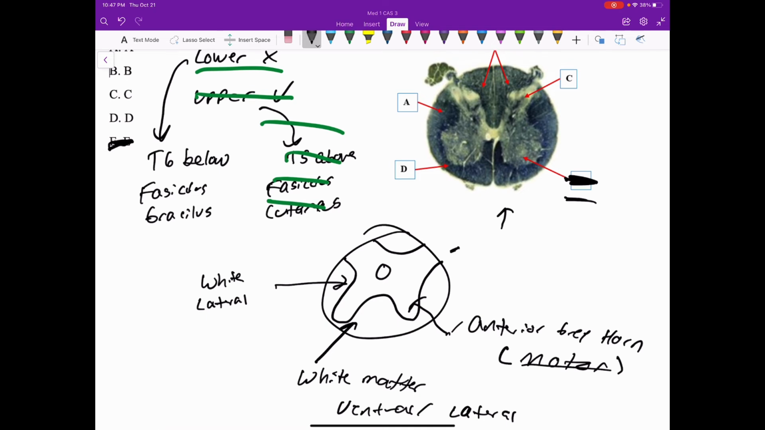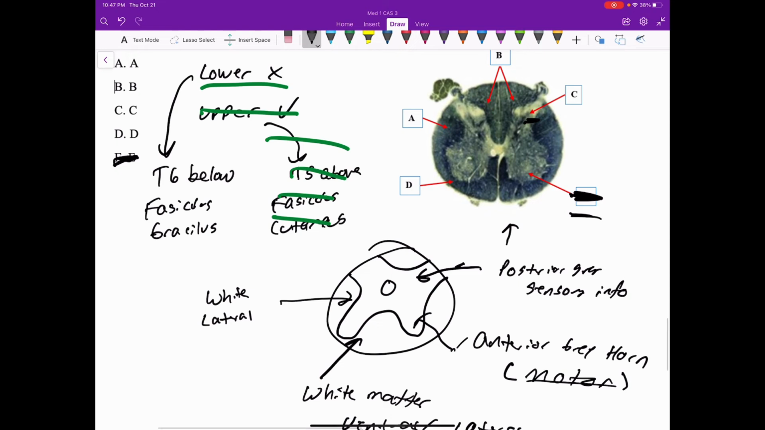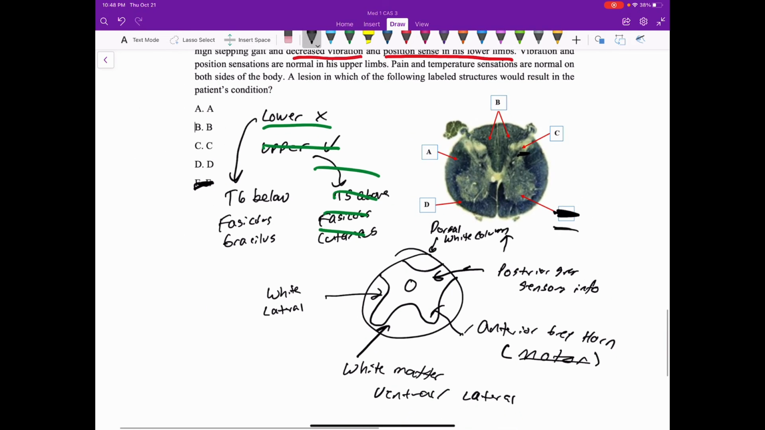What is C pointing to? Well, the posterior gray horn. And what was this for? Well, this was for sensory info. So this could be right. And what about B? Well, B is pointing to the dorsal white matter, I'm sorry, the dorsal white columns. And what was this guy? Well, this guy was the medial lemniscus pathway. Okay, so whatever. Let's keep going.